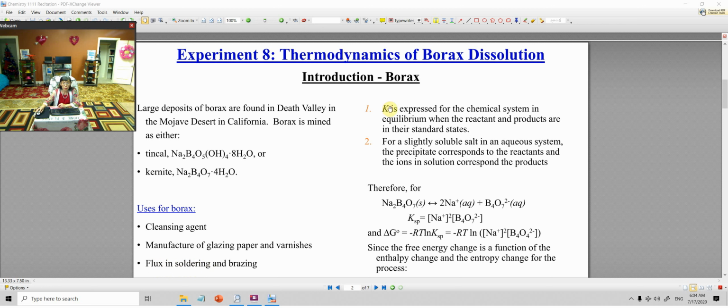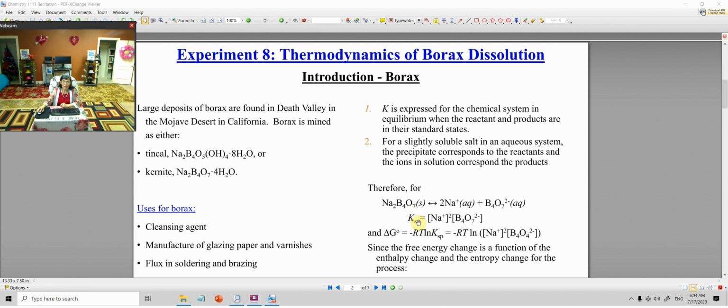So what you are going to do, you are going to calculate the Ksp. The Ksp, again, is expressed for the chemical system at equilibrium when the reactant and the product are in their standard state. For a very insoluble salt in the aqueous solution, the precipitate corresponds to the reactant and the ions in the solution are your product. So the precipitate, you consider that your reactant. Your 2 different ions, such as sodium and borax, these ions are essentially considered as a product. So this compound, sodium borax, you consider it a reactant.